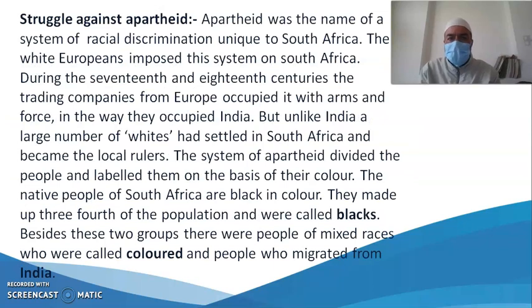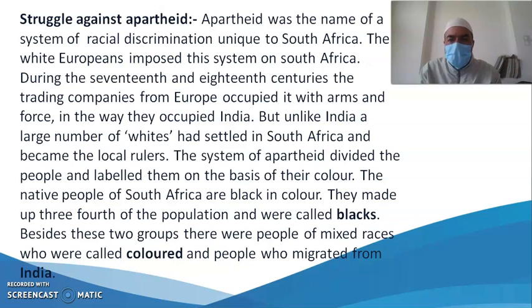Struggle against apartheid. Apartheid was the name of a system of racial discrimination unique to South Africa. The white Europeans imposed this system on South Africa during the 17th and 18th centuries. The trading companies from Europe occupied it with arms and force in the way they occupied India. But unlike India, a large number of whites had settled in South Africa and became the local rulers.